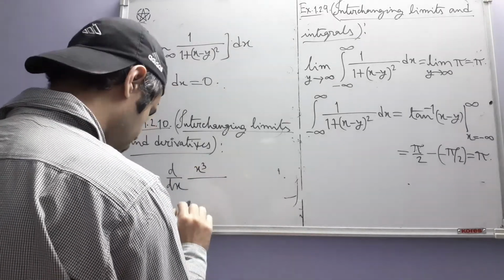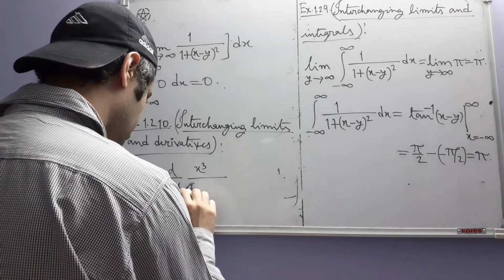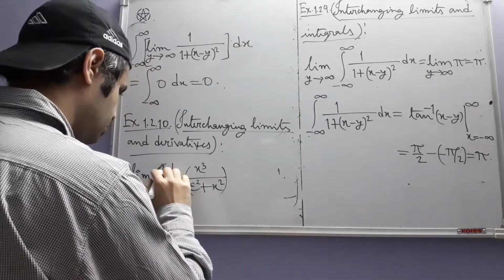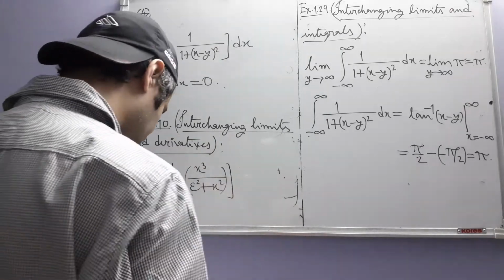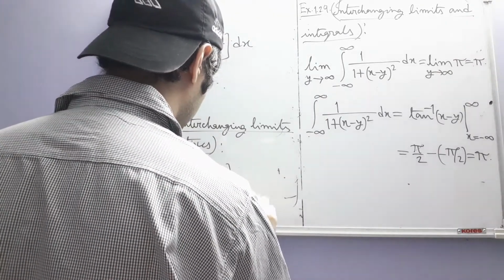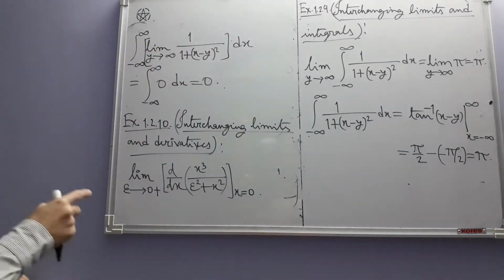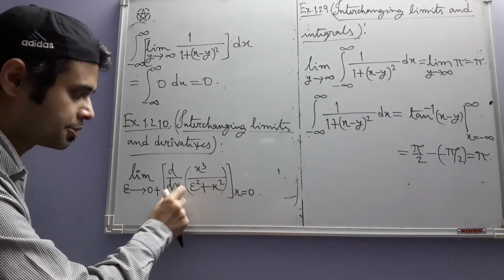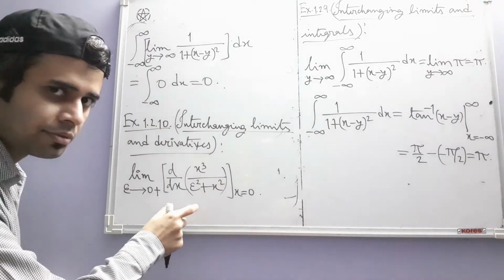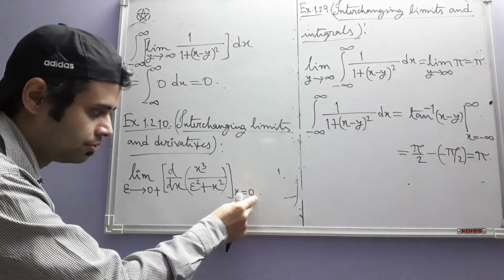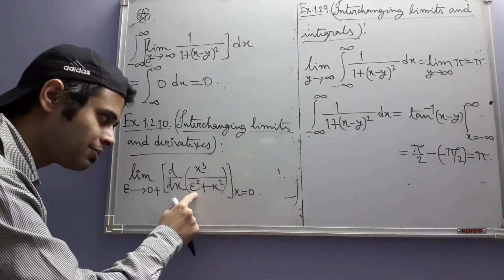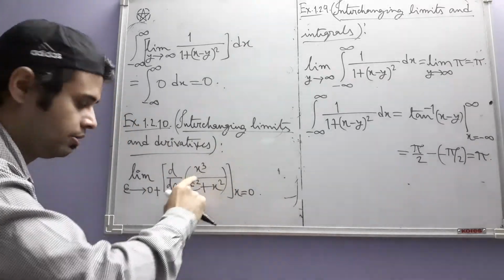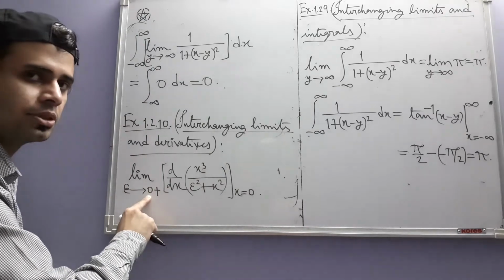X cubed divided by epsilon square plus x square, calculated at x equal to 0. So what is the meaning of this? First, we are differentiating a function of x with respect to x, calculating the value of the derivative at x equal to 0. Because it involves epsilon, ultimately after doing all these things, this will be a function of epsilon. For that function, we are taking this limit.